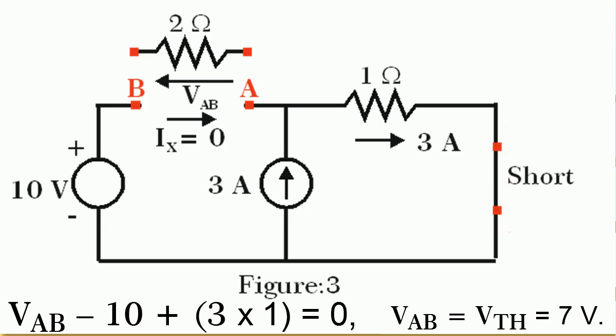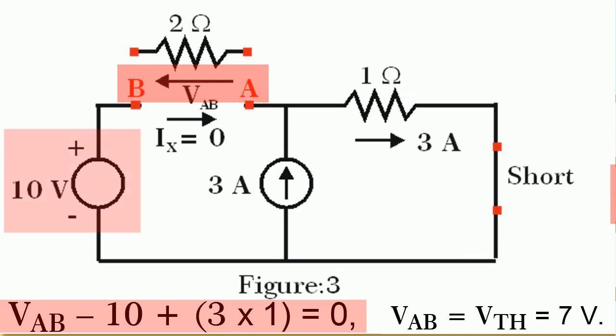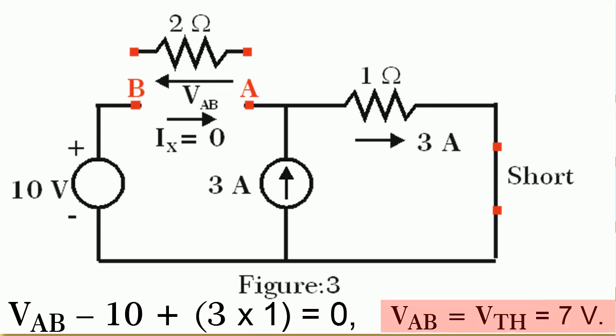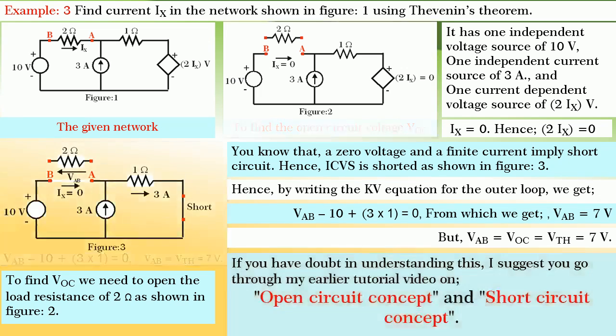Therefore, by writing Kirchhoff's voltage equation for the outer loop, we get VAB minus 10 plus 3 into 1 is equal to 0, from which we get VAB is equal to 7 volts and hence V Thevenin is equal to 7 volts. If you have doubts in understanding these aspects, I suggest you go through my earlier tutorial video on open circuit concept and short circuit concept.